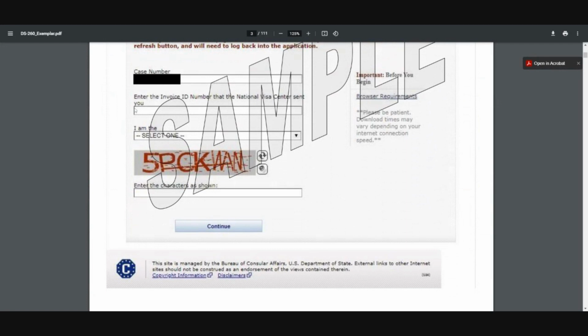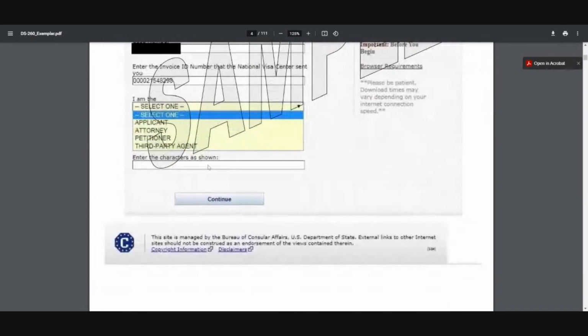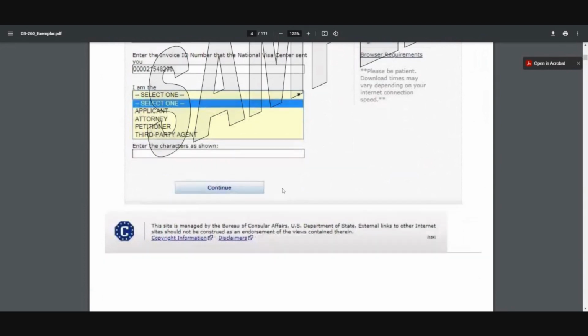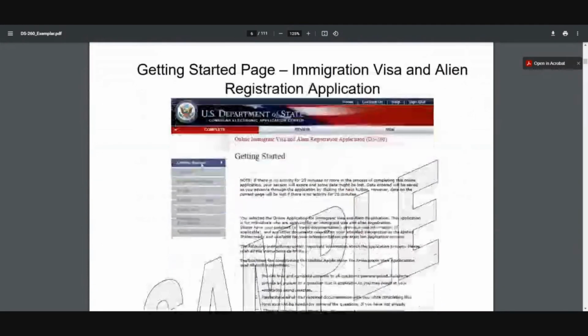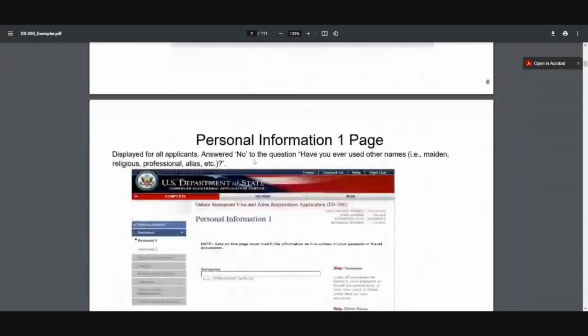So we have already put our case number. You enter your invoice ID number. This one they have given you in the information that they have sent you from the National Visa Center. And then you come here, you are the first applicant. If your name was the one that was selected, you are the one who is supposed to put your name here. You say, I am the first applicant. And then you enter these characters over here, and then you continue. And this form is going to repeat itself because it is just a sample. So we are going to go with it just like it is.